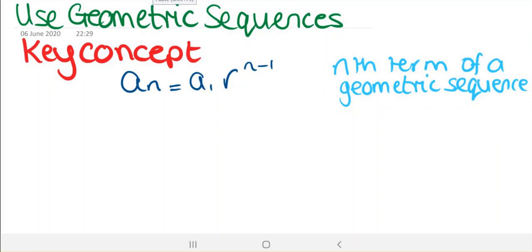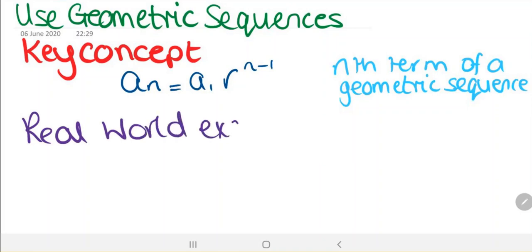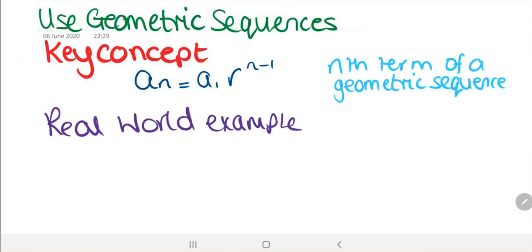Okay, so this lesson is use geometric sequences, and the key concept for the nth term of a geometric sequence is a_n equals a_1 times r, which is the ratio, to the power of n minus 1. So we're going to look at a real world example from our book.